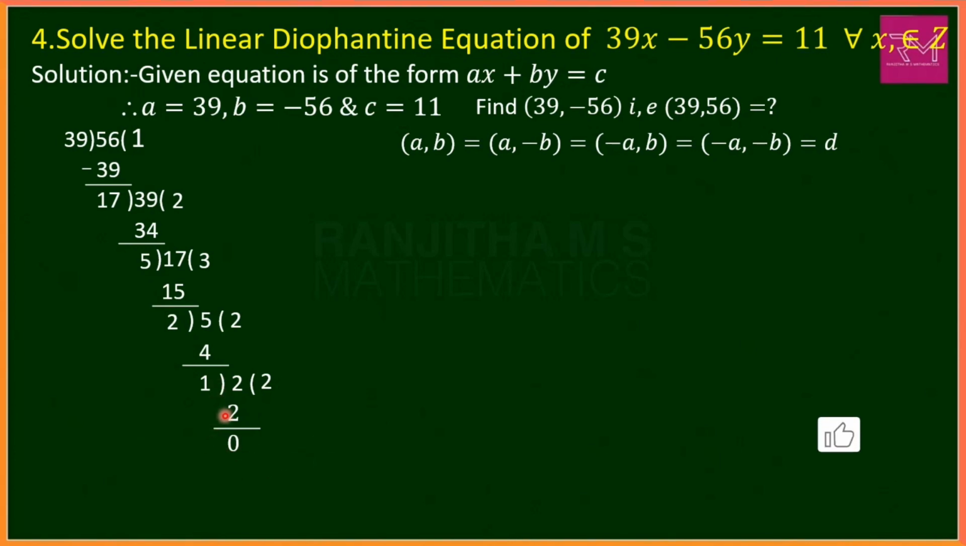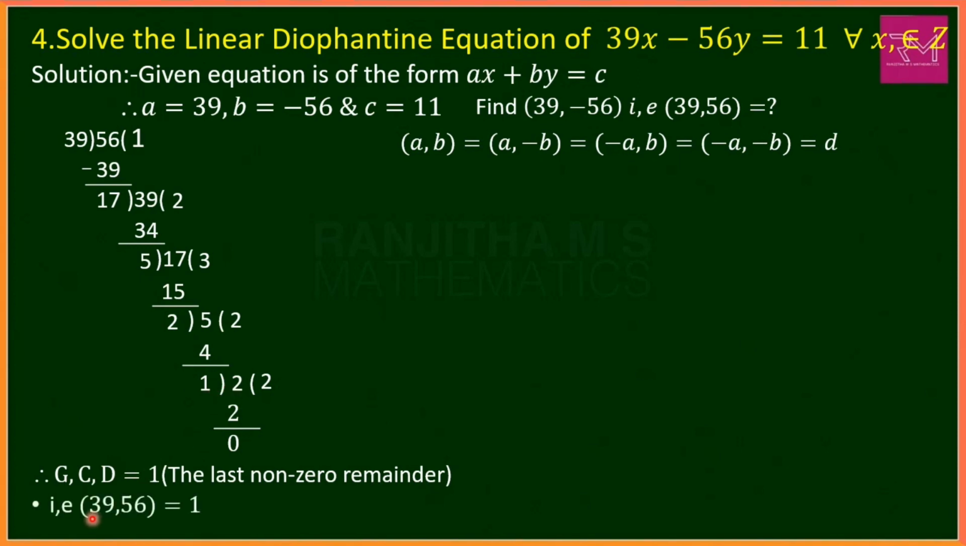Finally, we can conclude that the last non-zero remainder here is 1. Therefore, the GCD is 1. This is because the last non-zero remainder in the successive division is nothing but the greatest common divisor value. Therefore, we can conclude GCD is 1, or we can take it as GCD of 39 and 56 is 1.